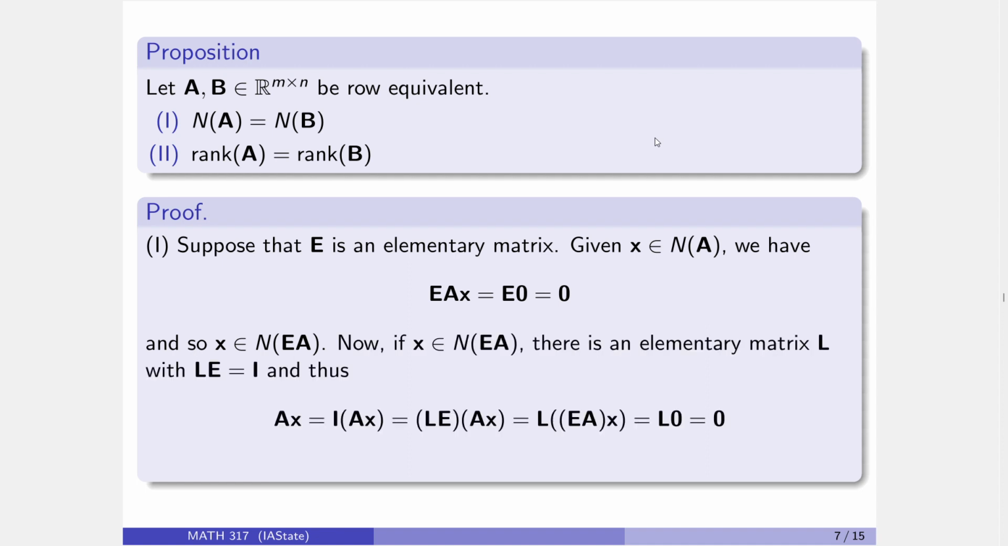And conversely, if you're in the null space of E times A, recall that elementary row operations can be undone, which we noted boiled down to: for every elementary matrix E, there's an elementary matrix L so that L times E is equal to the identity. So A times X is equal to the identity times A times X, and good thing matrix multiplication is associative, because I can then replace I with LE and move my parentheses around in an advantageous manner. And there we go, then X has to be in the null space of A. So if you have two row equivalent matrices, they have to have the same null space.